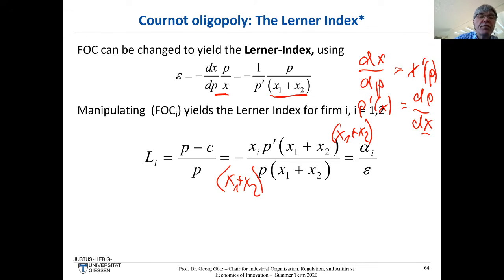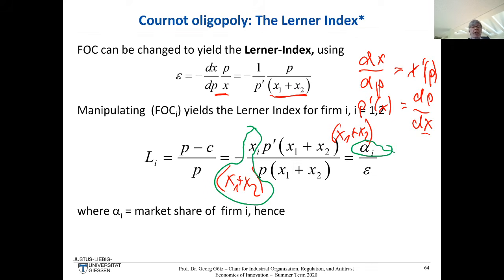And so what you have here is x1, or xi, divided by aggregate output. That's nothing else than alpha i, which I define here as the market share of firm i. And what you see here, now this is just our definition.